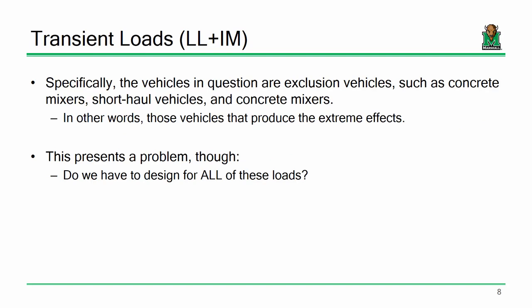Now, when I say trucks, what I really specifically mean, and this is where we're getting a little bit into the terminology, are what I'm calling exclusion vehicles. Those not very common loads, but those ones that are really, really heavy that bridges do experience from time to time. Things like concrete mixers. Imagine what's going on with a concrete mixer. A very significant heavy load in this one small area. Make sense? Okay, so concrete mixers, short haul vehicles.